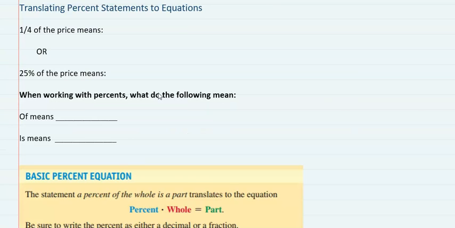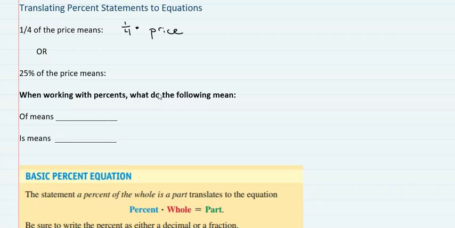Okay, so now that we figured out how to put them in the correct form written, we're going to look at how to put them into algebraic equations. So we're going to talk about translating into equations, so from English to math language. So 1/4 of the price. What that means algebraically is 1/4 of, which means times, the price.